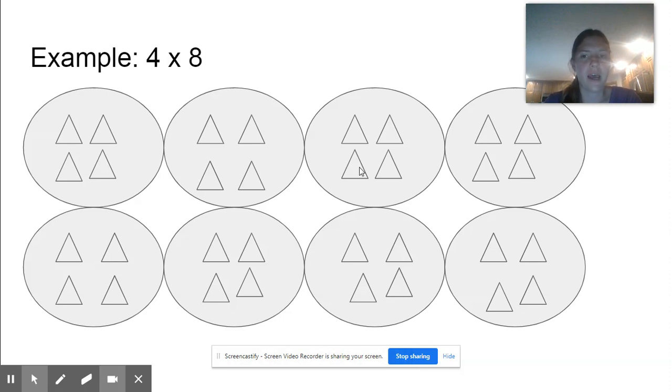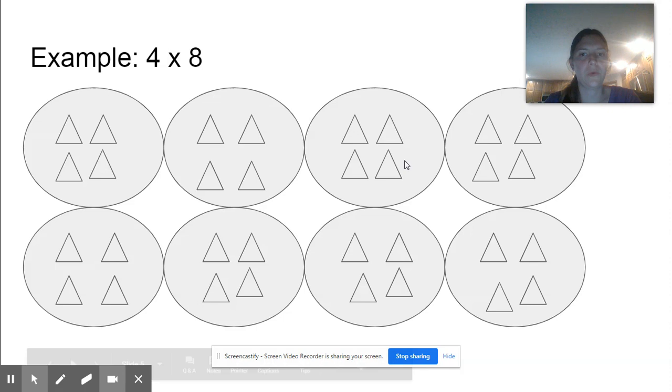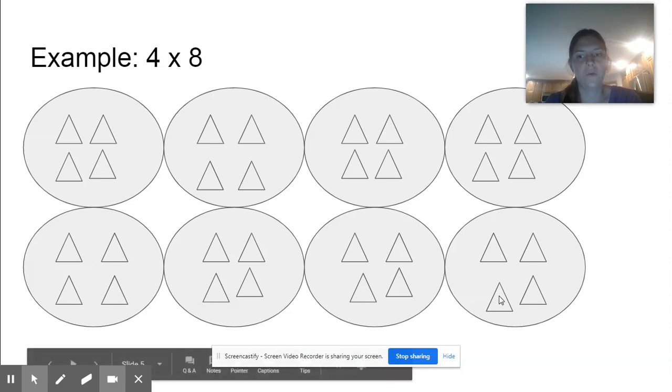So I can either add all of the individual triangles, or I can repeatedly add the number 4. 4 plus 4 is 8, plus 4 is 12, plus 4 is 16, plus these 4 is 20, plus 4, 24, plus 4, 28, plus 4, 32. There are 32 total triangles in this picture, so 4 times 8 is 32.